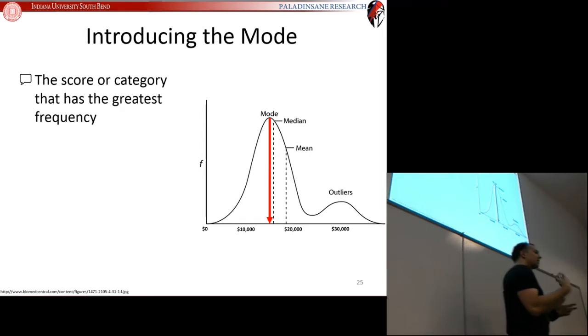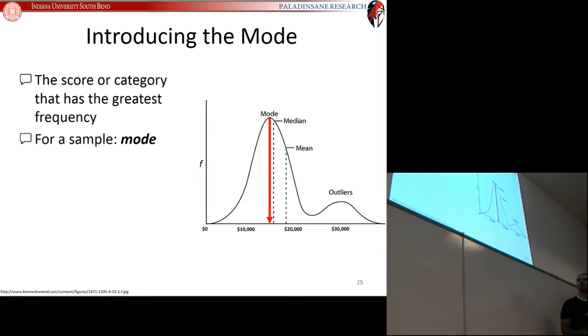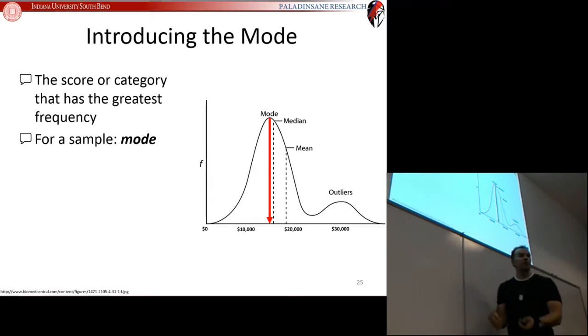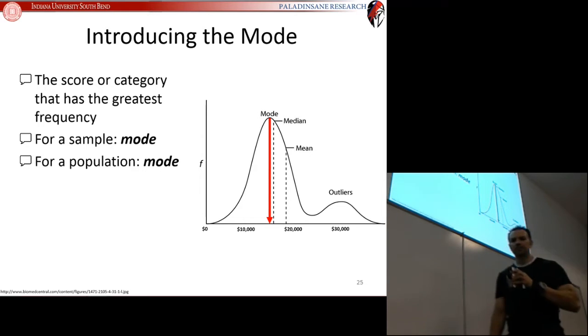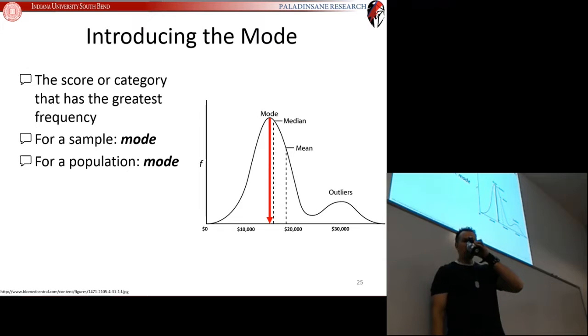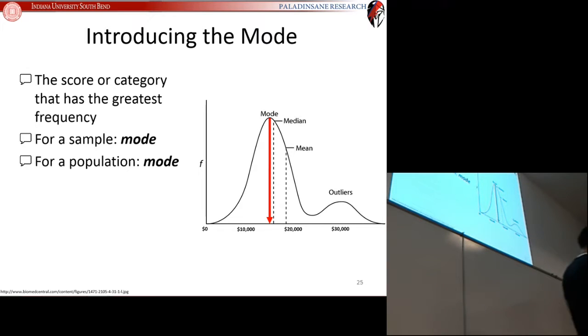So because of that, the mode is used the least often because it ignores the most information. And once again, for a sample, mode is called mode. And for a population, mode is called mode. All right, any questions so far?